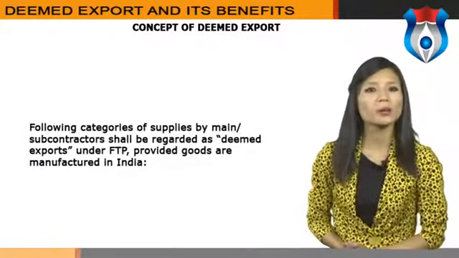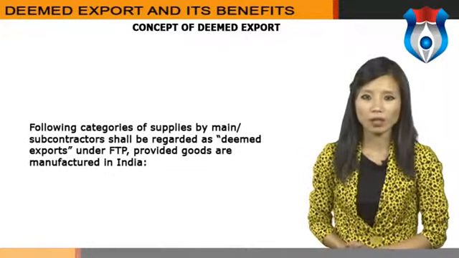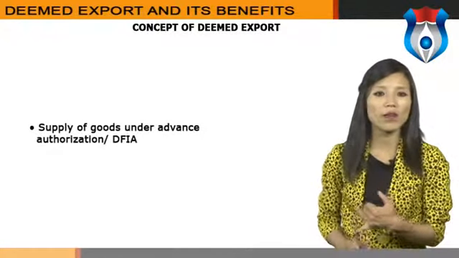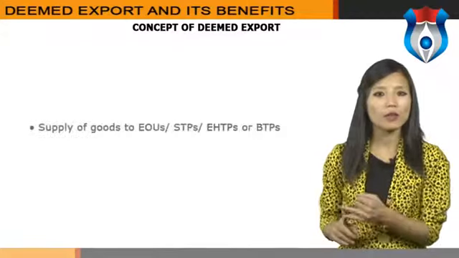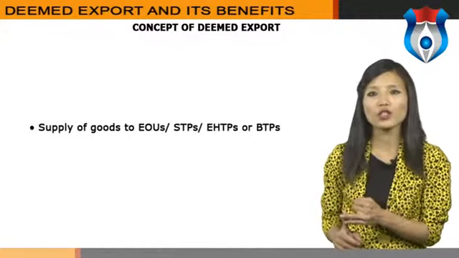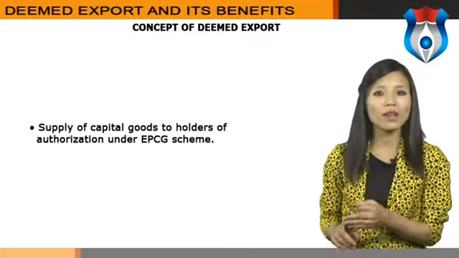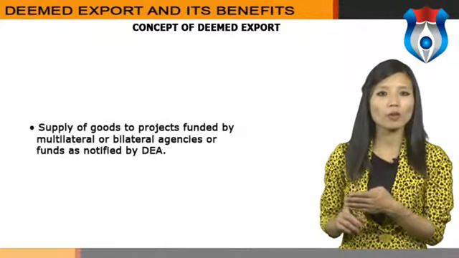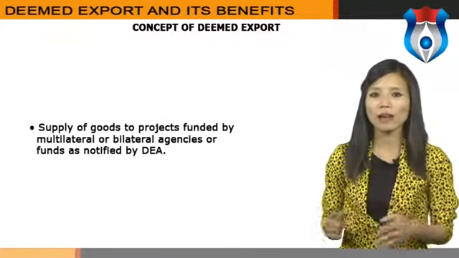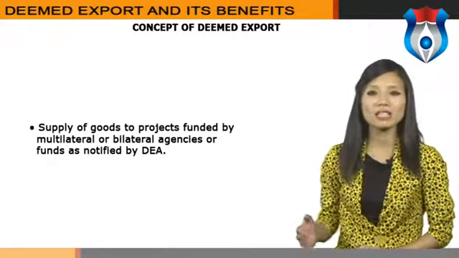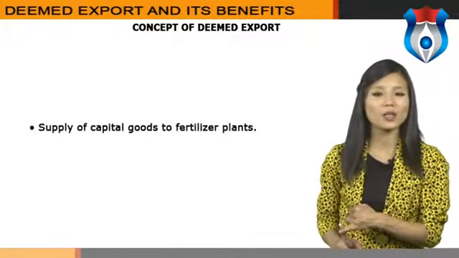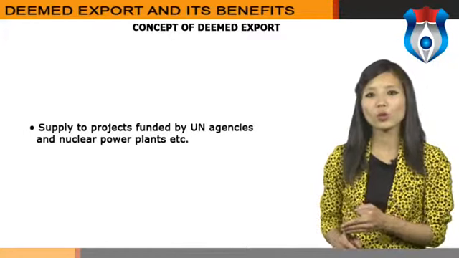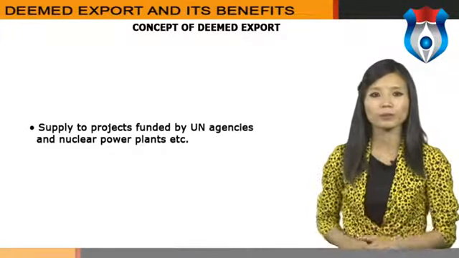The following categories of supplies by main or subcontractors shall be regarded as deemed exports under FTP, provided goods are manufactured in India. Supply of goods under Advance Authorization and DFIA, supply of goods to EOUs, STPs, EHTPs or BTPs, supply of capital goods to holders of authorization under the EPCG scheme, supply of goods to projects funded by multilateral or bilateral agencies of funds as notified by DEA, supply of capital goods to fertilizer plants, supply of goods to power projects and refineries, supply to projects funded by UN agencies and nuclear power plants, etc.